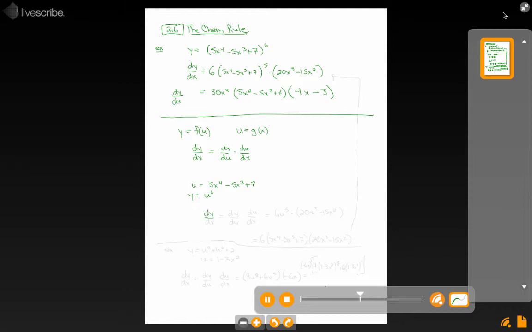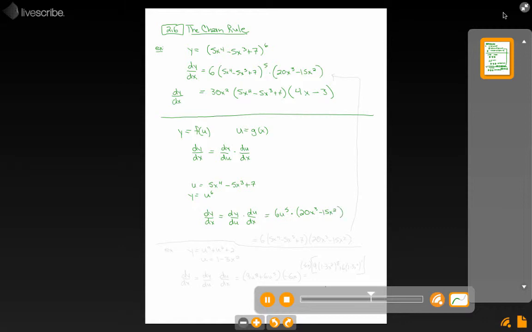dy/dx is going to equal dy/du times du/dx. So dy/du is just 6u^5. It's the derivative of this simple one. du/dx is up above here. The derivative is 20x^3 - 15x^2.